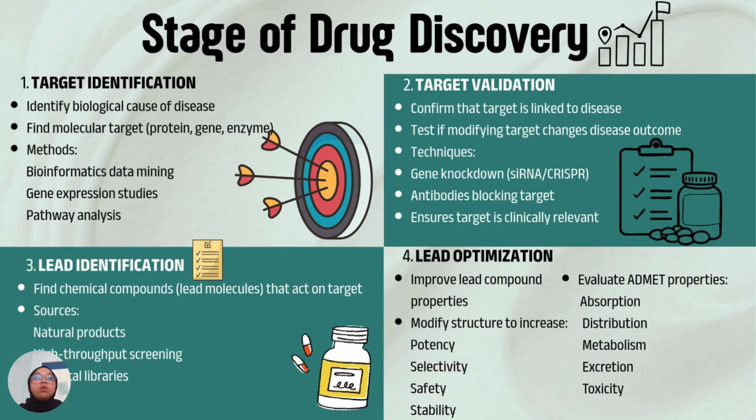The next one is lead identification, where we want to find the chemical compound that can act on its target by using several sources like natural products, high throughput screening, and also chemical libraries.